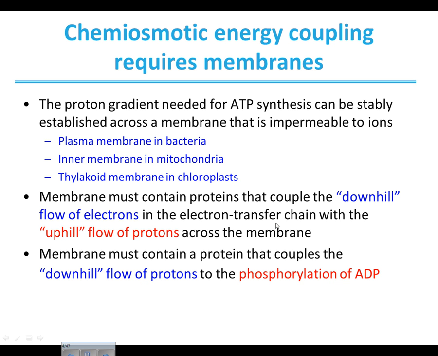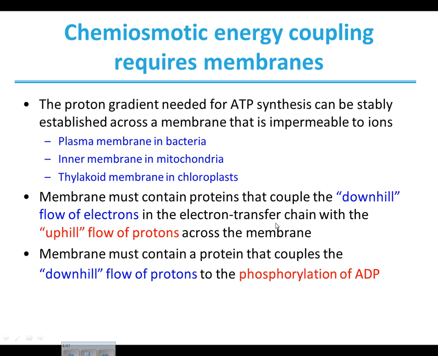We're coupling the downhill flow of electrons with the uphill flow of protons. The uphill flow of protons means that we're pushing those protons against the natural gradient. We're going to be moving the protons from the matrix into the intermembrane space. Once we get our proton gradient established, then the protons will have a downhill flow. The downhill flow will be the movement of the protons from the intermembrane space where we've been putting them back down through the ATPase into the matrix. That's the driving force that gives us the ability to phosphorylate the ADP, ultimately producing ATP.